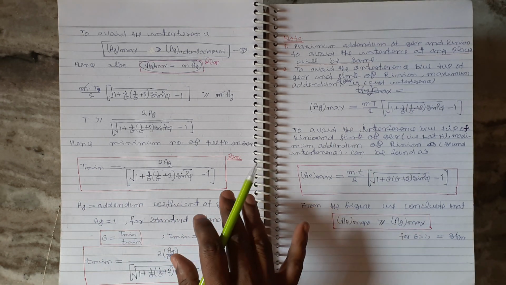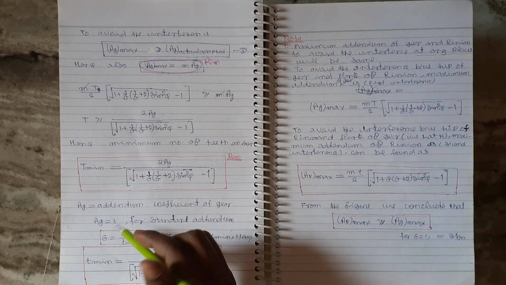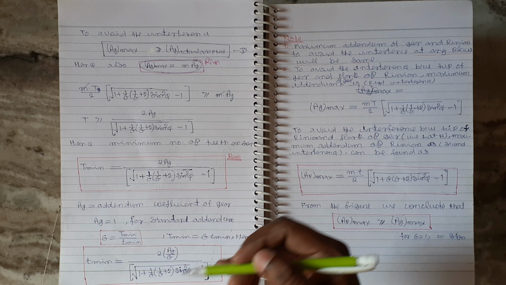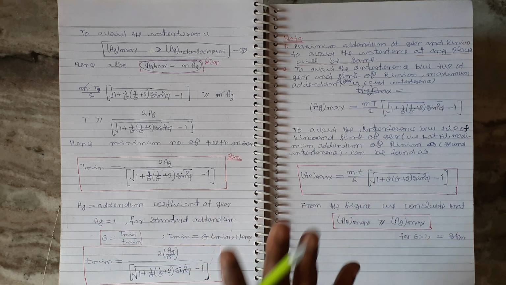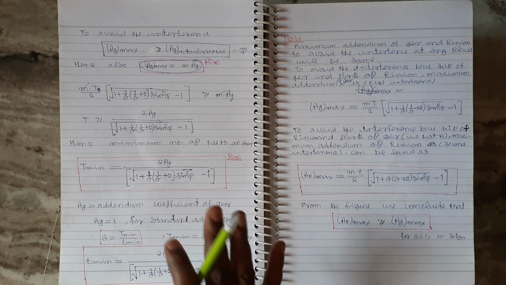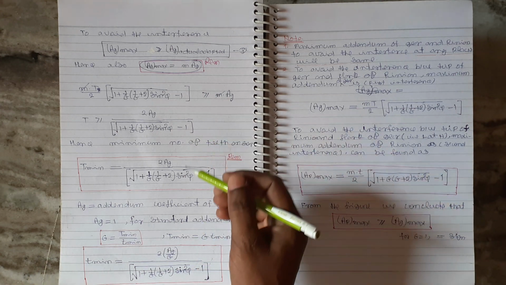So what is actually happening in most of the local books? They first calculate the minimum number of teeth on the pinion using some similar formula, but that is wrong. You have seen that the tip of the gear reaches the limiting point of interference first, so you have to do it that way.